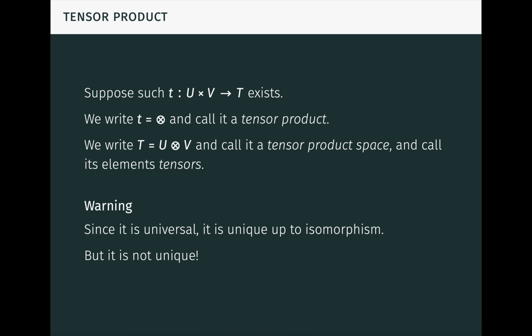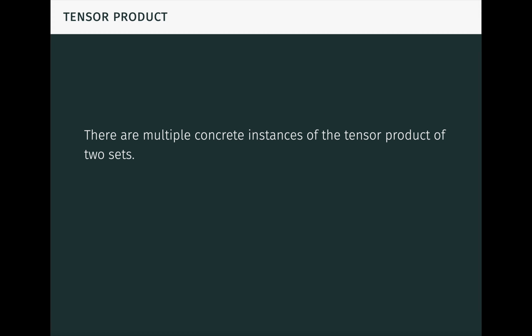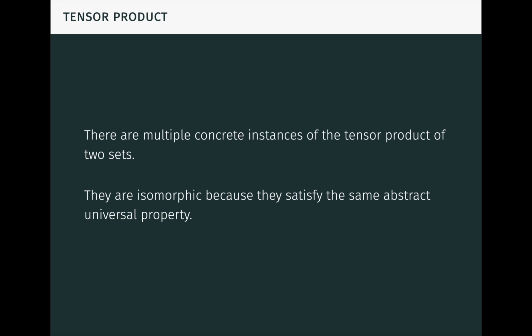Instead, embrace the universal point of view and hold two things in your mind at the same time. In general, there are multiple concrete instances of the tensor product of two given sets, but they're all isomorphic because they all satisfy the same abstract universal property. When we say a tensor product, we're usually referring to a particular instance. When we say the tensor product, we're usually implicitly referring to a whole equivalence class under isomorphism. The tensor symbol may be used in either case. With all of that said, let's continue our study.